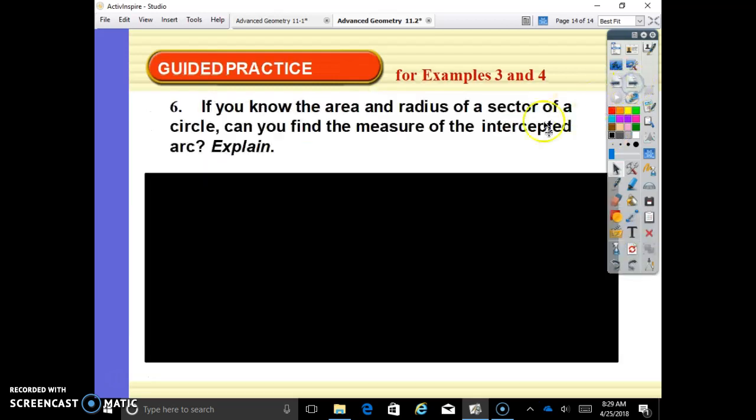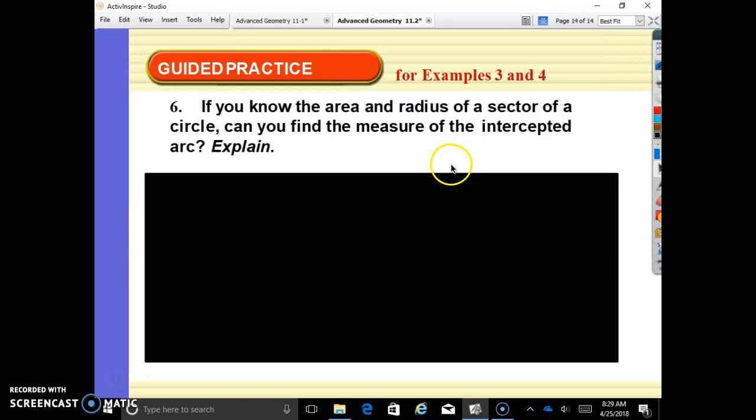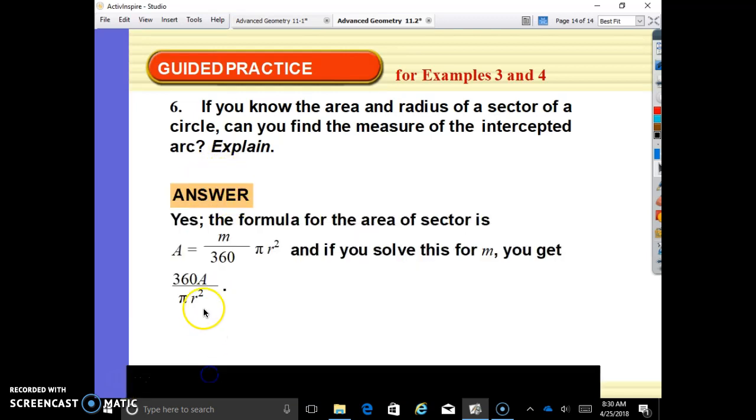And our very last problem, if you know the area and the radius of a sector of a circle, can you find the measure of the intercepted arc? Explain. So if you know the area and the radius of a sector, can you figure out the measure of the intercepted arc? What do you guys think? You guys think yes? It is yes.